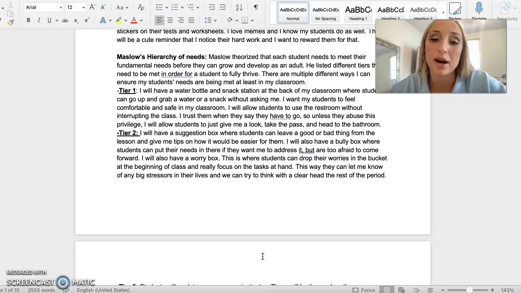I'll also have a worry box. This is where students can drop their worries for the day in the class, and they can leave it at the door. So if you have a big test in 5th period, but I have you 2nd period, we can write out the worry. It feels good to write it down, put it in the box, and then when you leave the class, you can pick up the worry, or you can leave it at the door. So you can pick up the worry on the way out, but when you're in my classroom, I want you to be focused on science and nothing else.